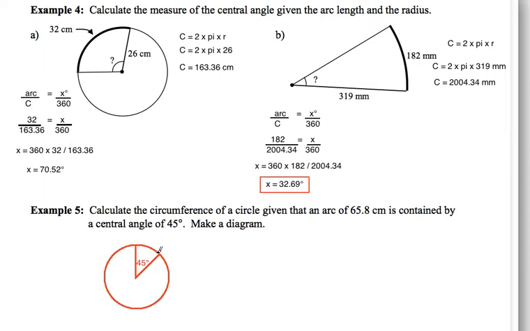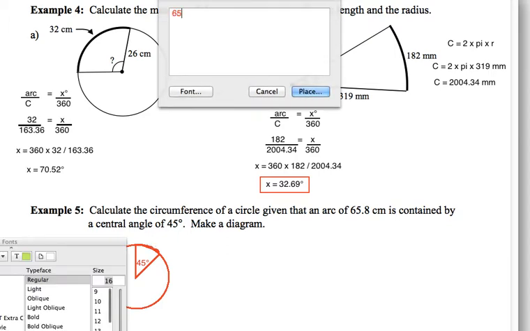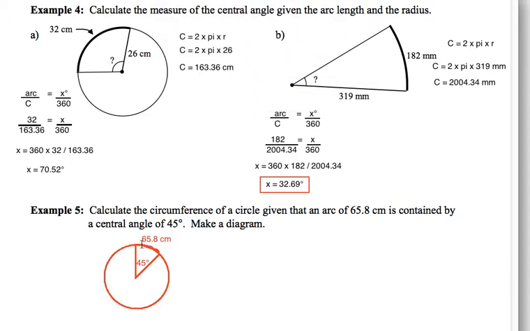What does that mean again? The arc is this crust of the pizza, right? And I know the length of that arc is 65.8 centimeters. So if I'm asked here, now I've got a diagram that's just saying find the circumference of the circle. Okay, all the work was figuring out what I had to do. Now I just have to find the circumference.